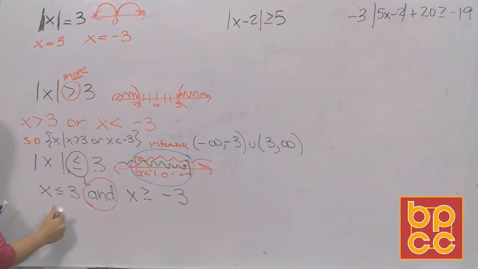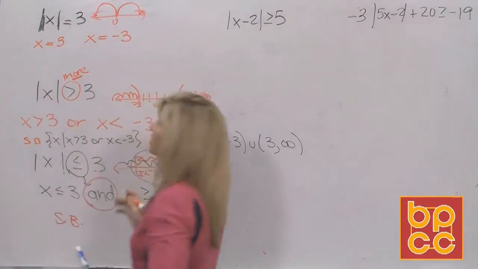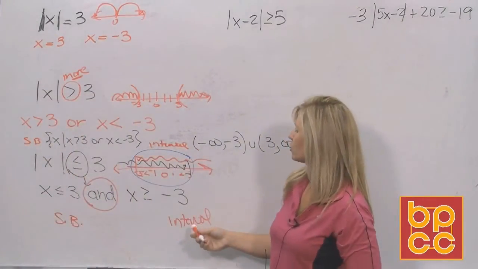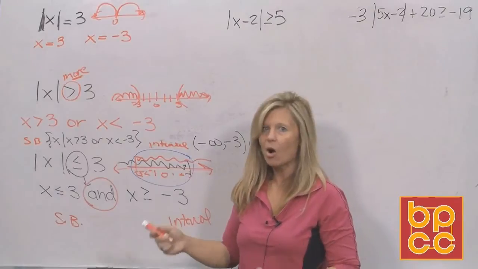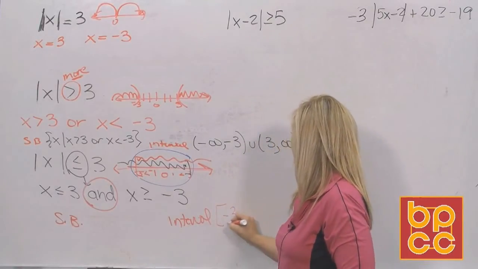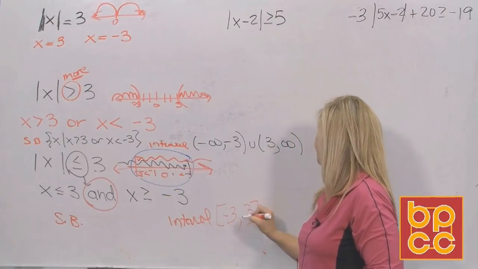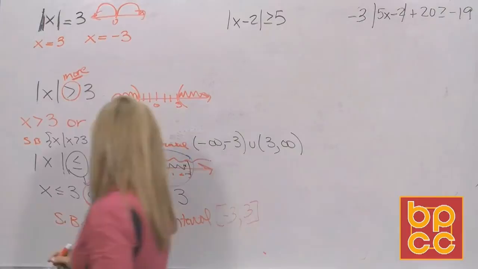So, in set builder and interval, we've already discussed this. Interval is the easier notation because all I got to do is look at the number line. Where does that overlapping, where does that intersection begin? It begins at -3. Where does it end? It ends at +3.